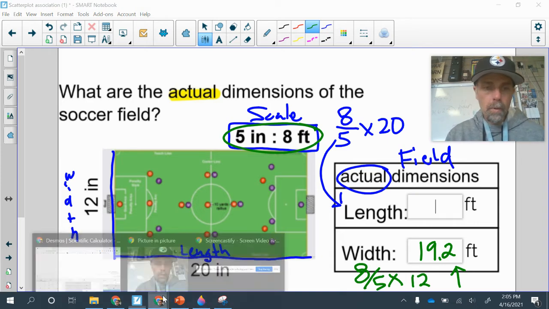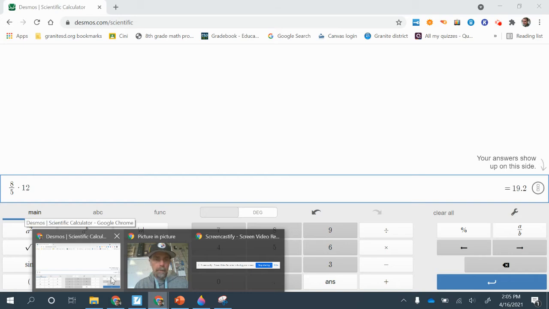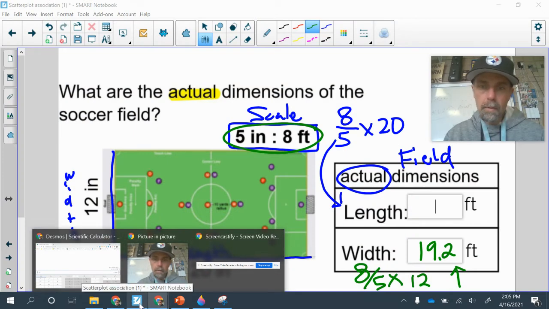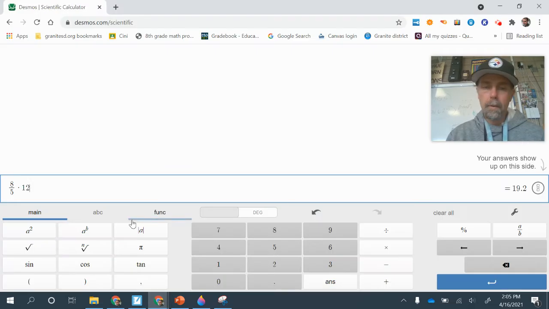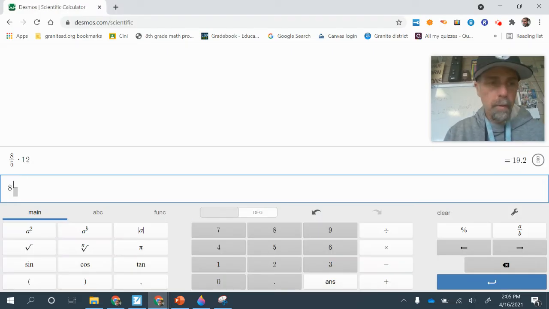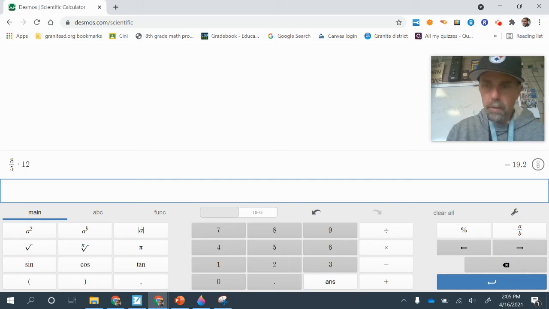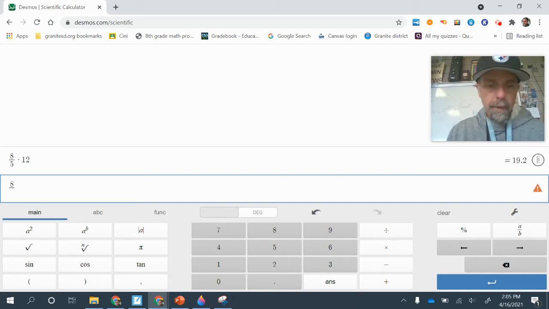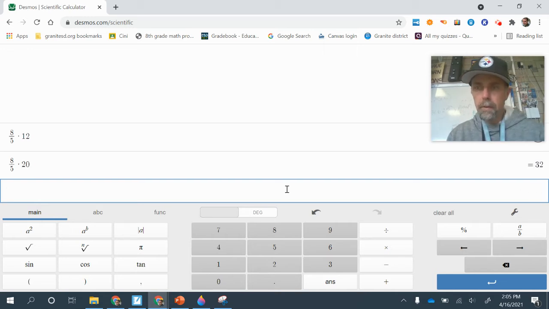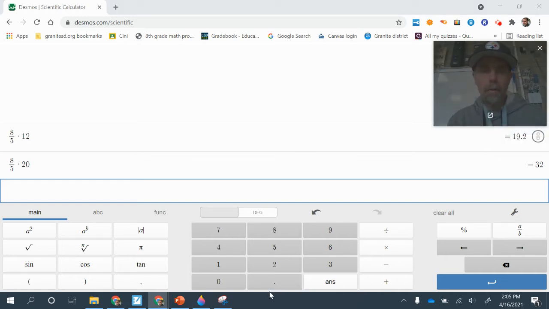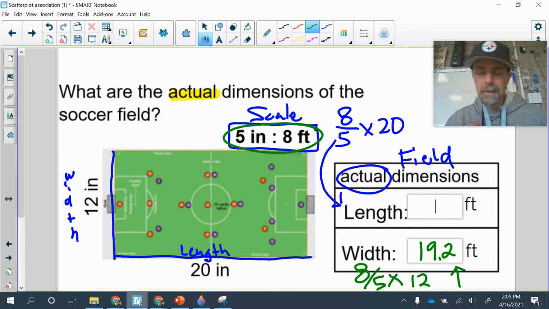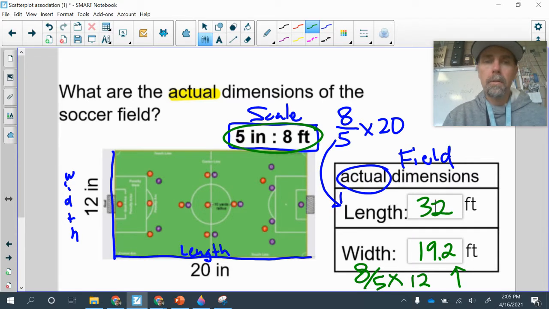And then if I do 8/5 times, what is it? Times 20, right? 8/5 times 20. So 8/5 times 20, 32. Okay. So 19.2 by 32 are my actual dimensions. There you go. So that's how you do it.